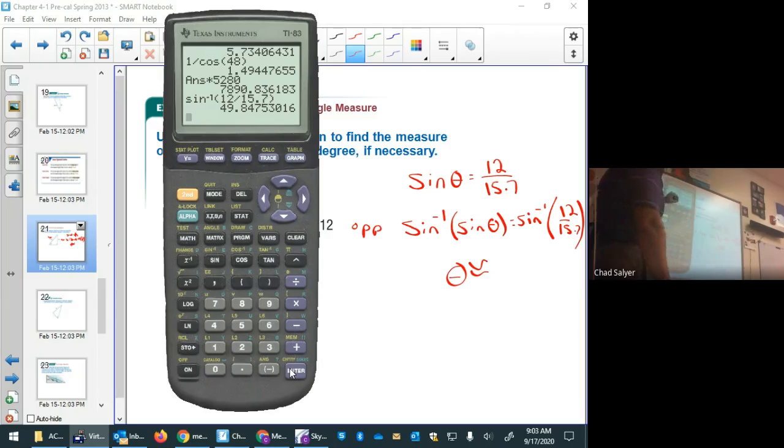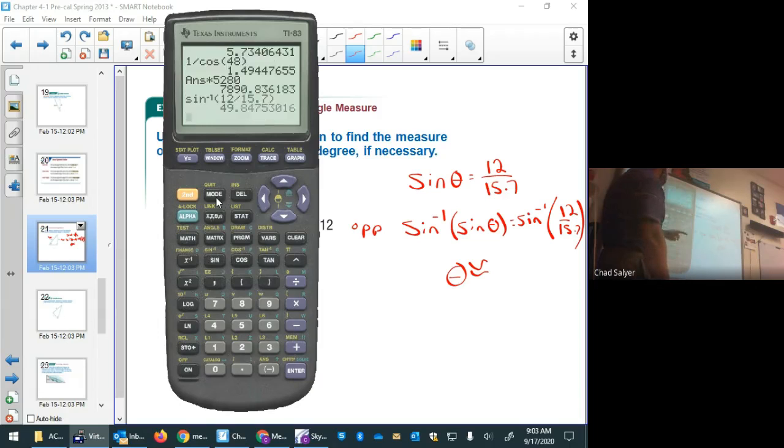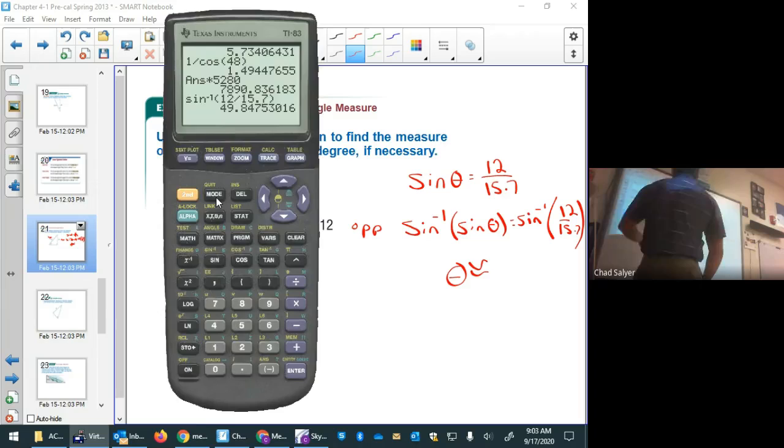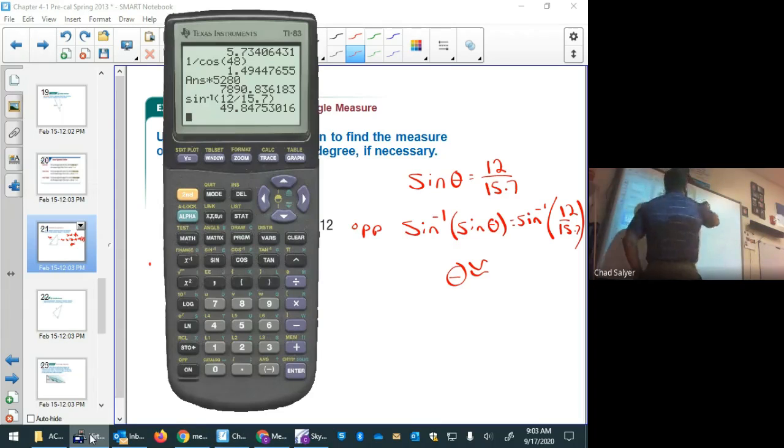How do we change it to degrees on a calculator? If you hit mode, and then you'll see this third option down, you select the one you want and hit enter. Oh, I see. And the darkened one is the selected one. So in this case, 49, and what are we rounded? To the nearest degree. So that's 50 degrees to the nearest degree.